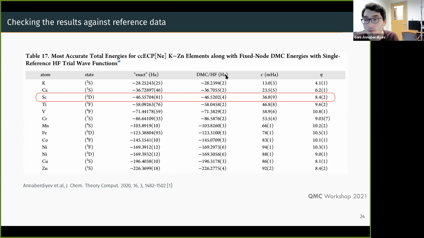And we have the results from DMC using Hartree-Fock. And as you can see, our results are very close to these benchmark results, and one can get the amount of the fixed node error, which is roughly 37 millihartree in this case, and that's 8% of the correlation energy. So it's good to check the results against the benchmark data. Essentially all elements from hydrogen to krypton can be found in this reference here.